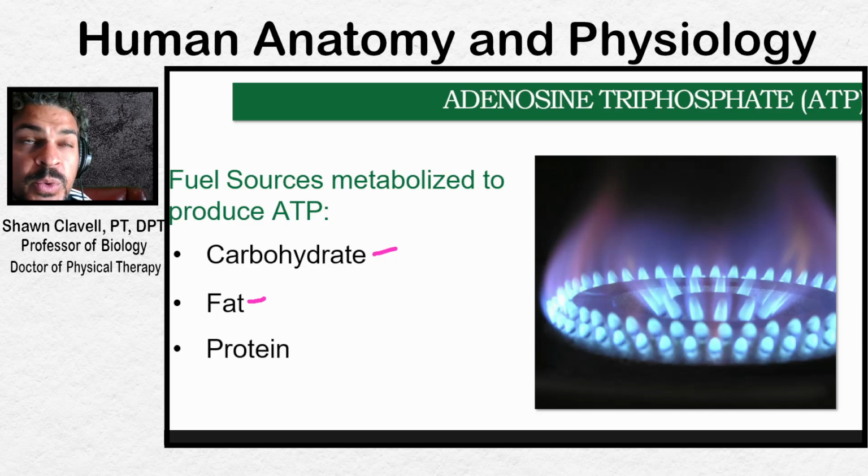So as a result, we use carbohydrates at the early stages of our exercise for sprinting. And as we get into longer endurance exercises, we start to rely a little bit more on the fat stores. And we'll talk a little bit more about that in our next lectures. But let's keep that for another lecture.